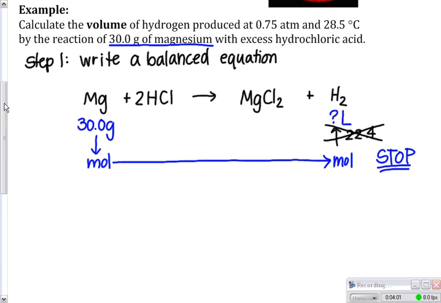Let me move these things out of the way. Use the math that you've already set up. So we're going to follow the blue path. We're going to take 30 grams of magnesium, and we're going to convert that to moles.